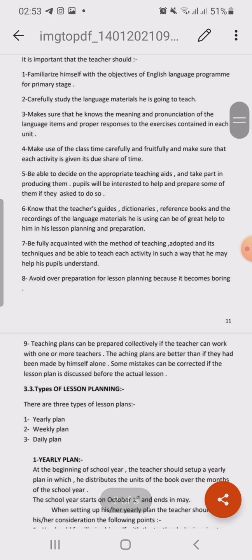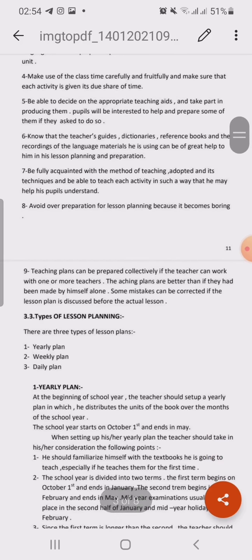Number 4 make use of the class time carefully. لازم يستثمر الوقت بعناية حتى تكون المحاضرة مثمرة وقيمة. and make sure that each activity is given its due share of time. لازم يتأكد أنه كل فعالية أخذت استحقاقها من الوقت اللازم.